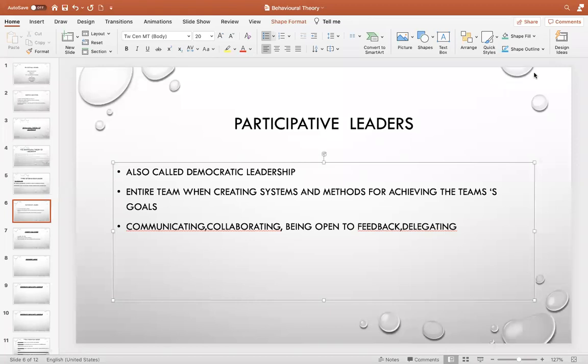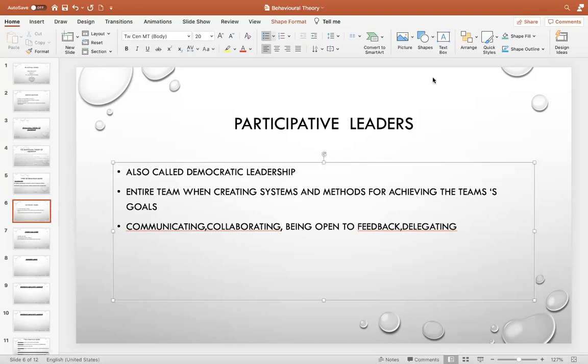Participative leadership, also called democratic leadership. Participative leaders are those who consult their entire team when creating systems and methods for achieving the team goals. This means that work becomes much more collaborative, allowing the entire team to take part ownership of their work and the procedures behind it. By including the team in the decision making process, team leaders help them to understand their work, why it matters, and motivate them to take appropriate actions.